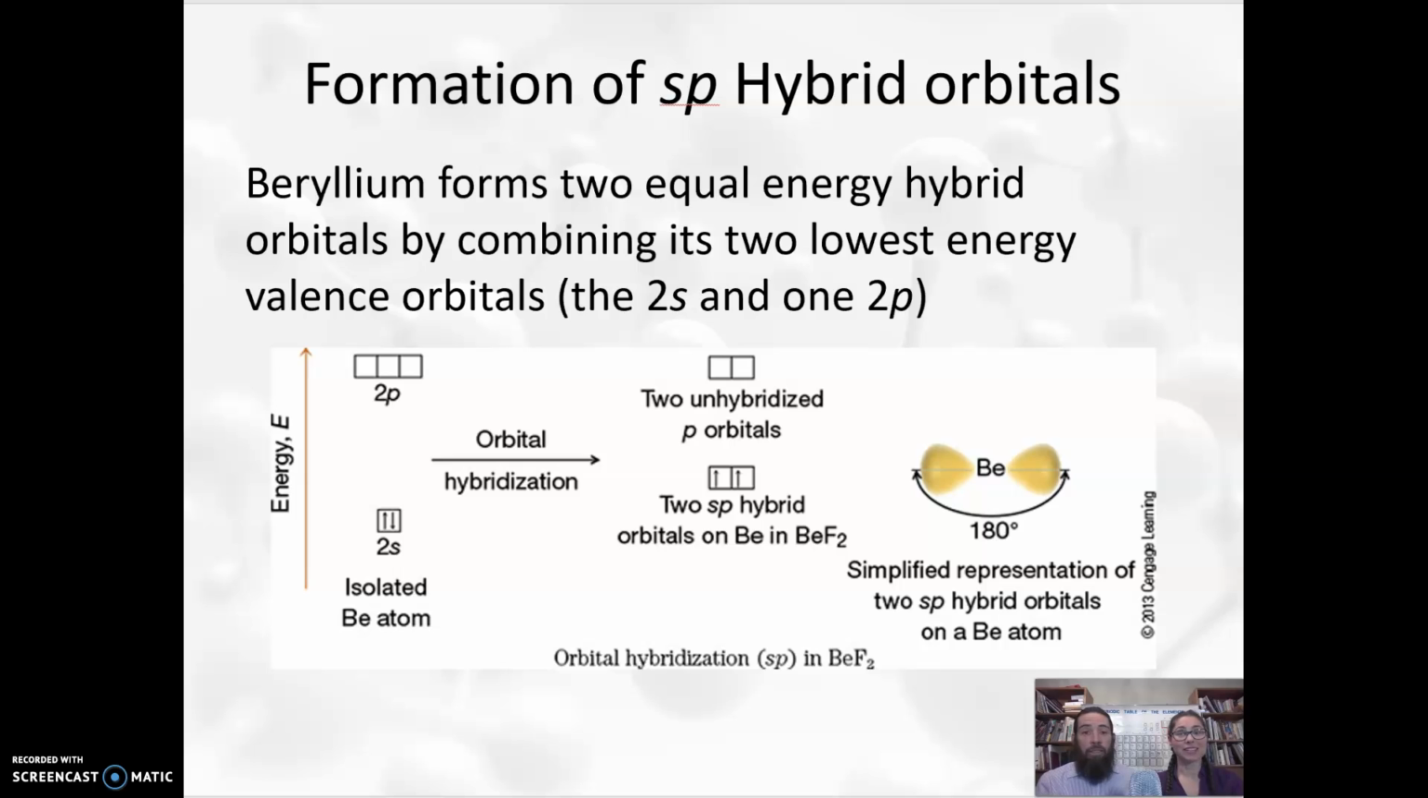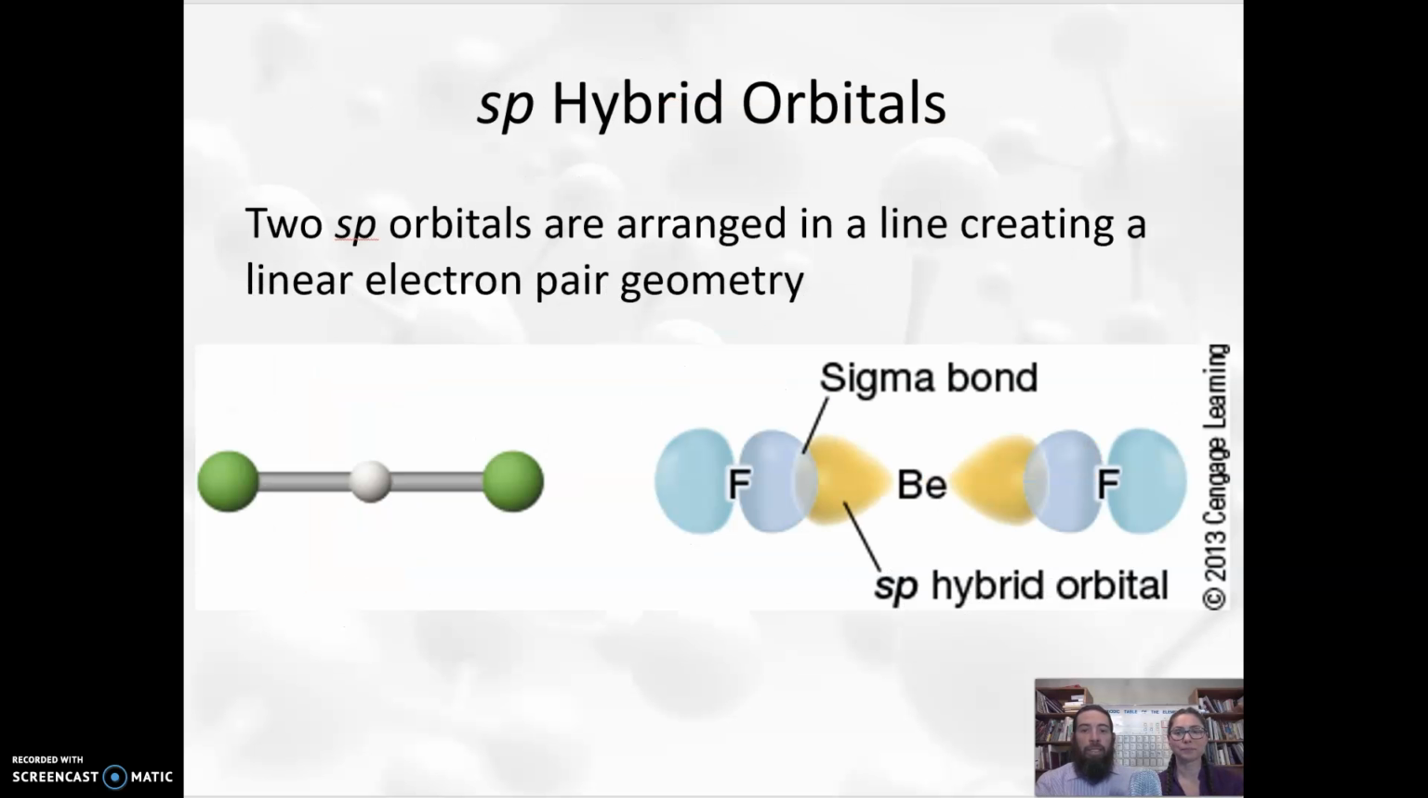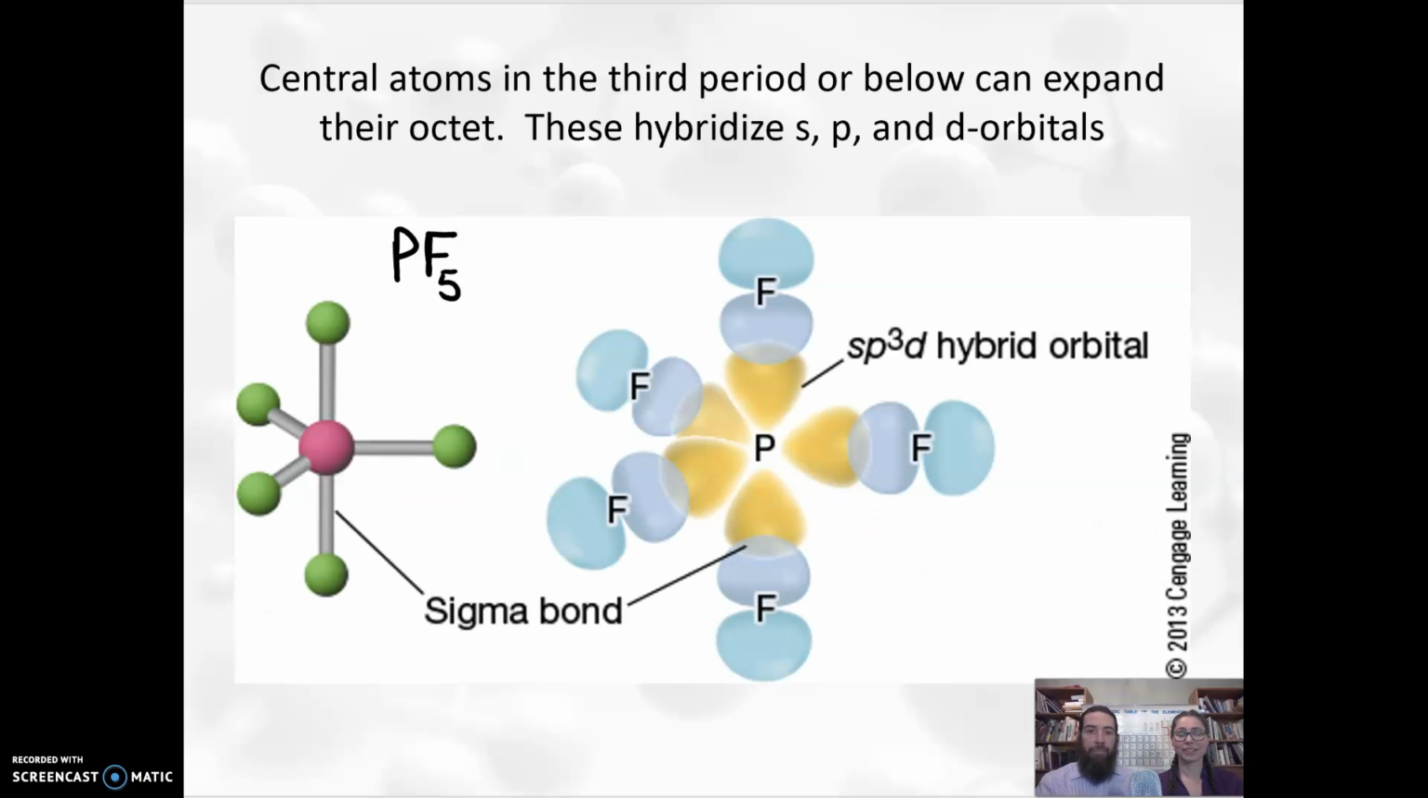So here's sp. Beryllium is another exception, and it's happy with only 4 electrons around it as its octet. Beryllium can form 2 bonds, so it only needs 2 orbitals shared. It takes one of its s's and one of its p's and blends them together and makes 2 sp hybridized orbitals. It also has 2 unhybridized p orbitals with no electrons in them. Here we're taking a look at how the fluorine can overlap with these hybrid orbitals and form a sigma bond, or a single bond, to the beryllium in a linear shape.